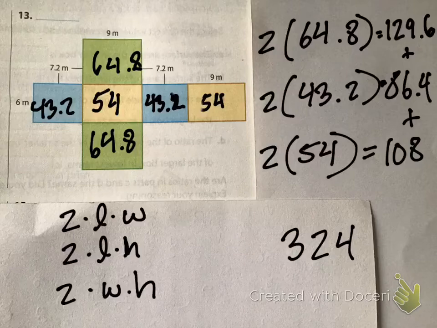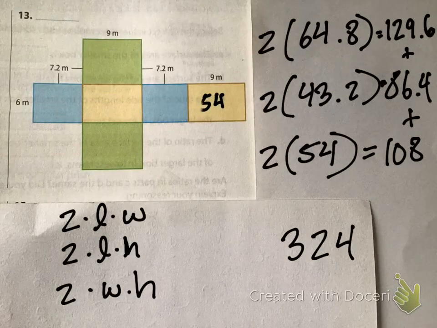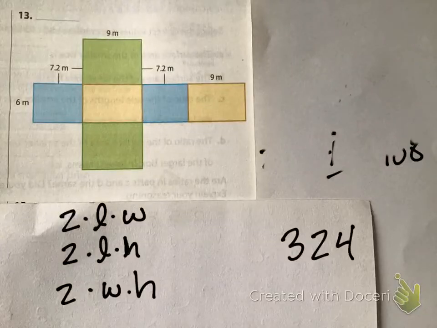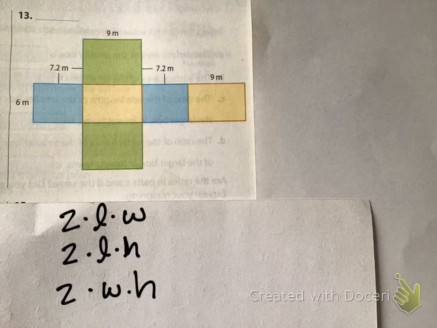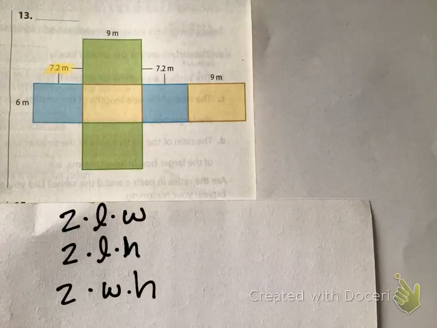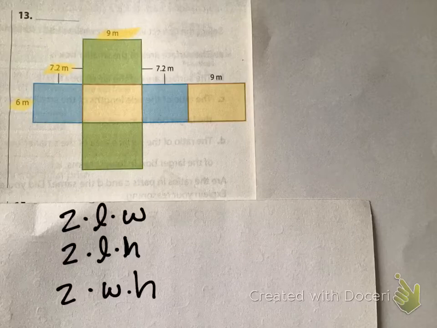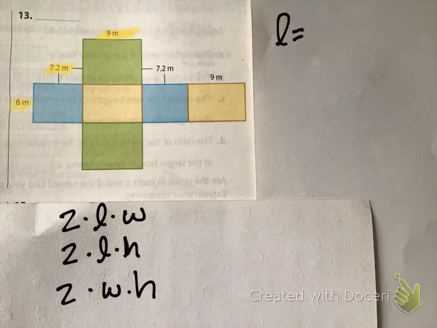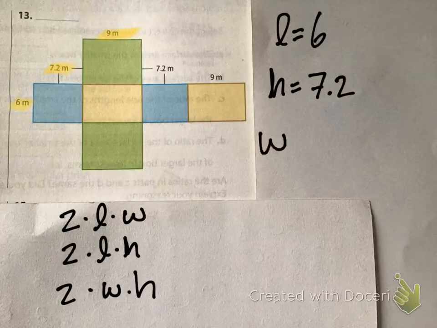So Shiley again was asking, okay, but how do you know what to multiply? How do you know what to do? So let's look at our different numbers. Here, I've got the number 7.2, I've got the number 9, and I've got the number 6. I don't care which is which. So I'm going to say my length is 6, my height is 7.2, and my width is 9.